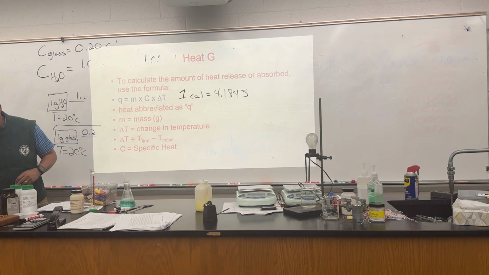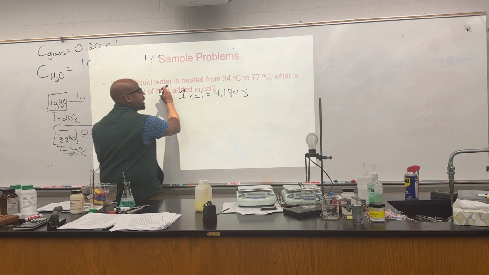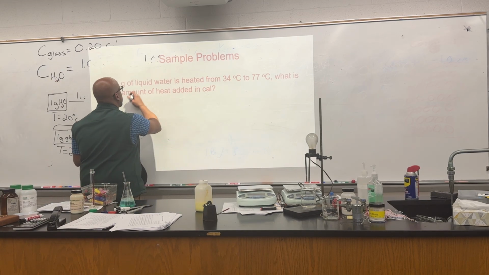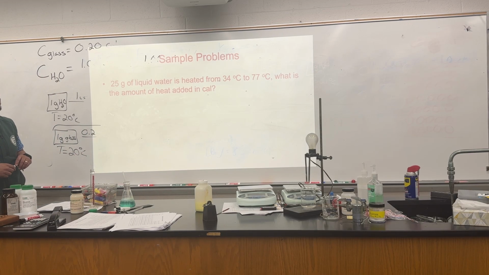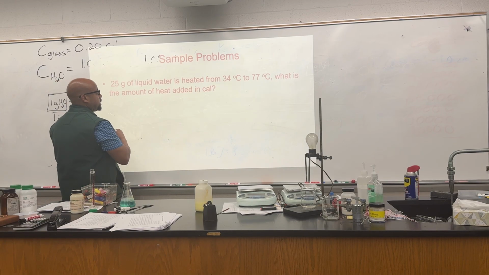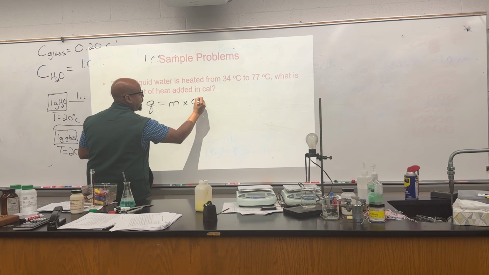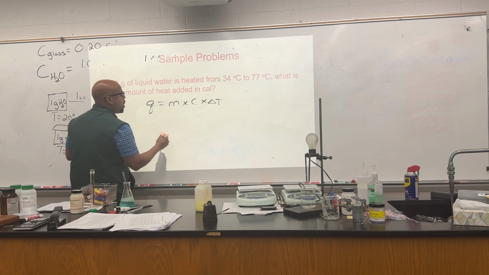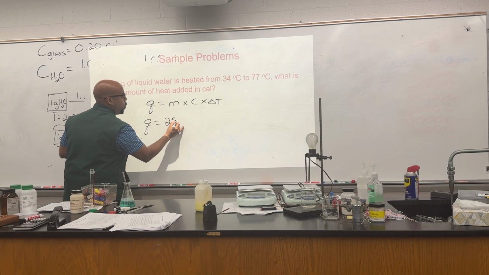So a good example of how your homework might look tonight. It might look something like the following, where I say, hey, we've got 25 grams of liquid water. It's being heated in this case from 34 degrees Celsius to 77 degrees Celsius. What is the amount of energy being added in this case? You'll simply say, well, Q is equal to M times C times delta T. And your homework assignment tonight, I do expect to see you substitute in with the units.